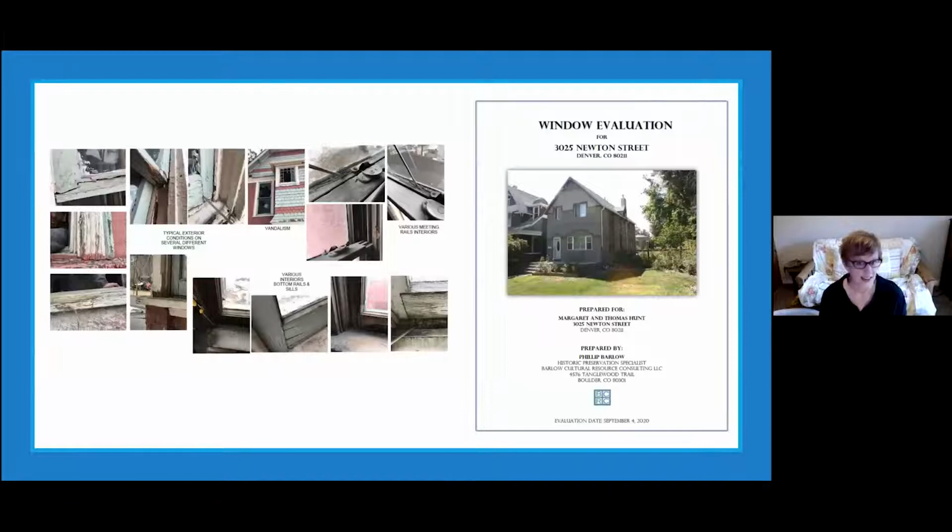You see this in Denver Landmarks with our window policy, which is basically why we ask for window evaluations. If you want to replace historic windows, we require detailed photos of the condition of the windows and a professional window evaluation to see whether or not they could be repaired. If they can't be repaired, then we just require that your replacement windows match those originals as closely as possible. But it's why there is that extra step in the process. It's because of the standards for rehab that say you should always check first to see if something can be repaired before it's replaced.